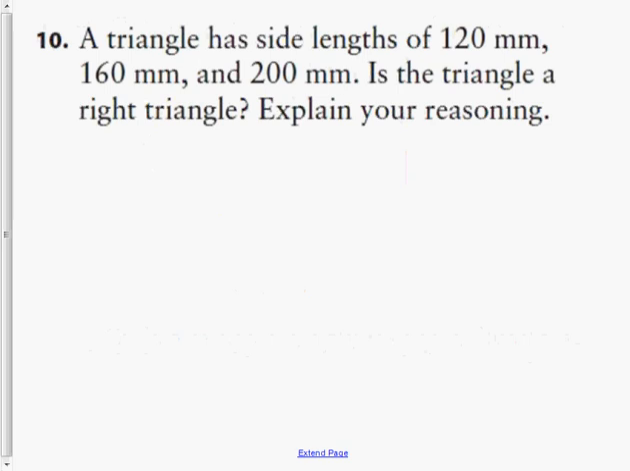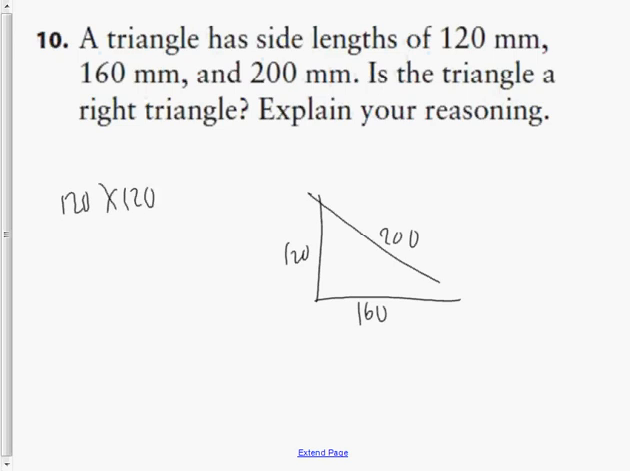Question 10 says a triangle has side lengths of 120, 160, and 200. Is this triangle a right triangle? Well, I can multiply 120 by 120 the same way I did that first one. 12 times 12 is 144 plus 2 zeros. So the area of this one that would be attached here, I'll do it in red, is 14,400 millimeters squared. If the side length is 120, then its area is 14,400.